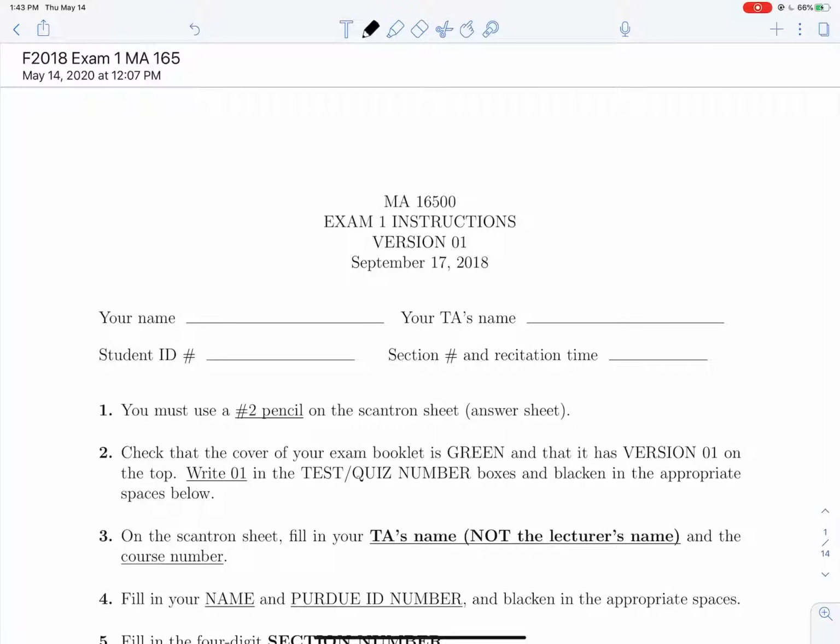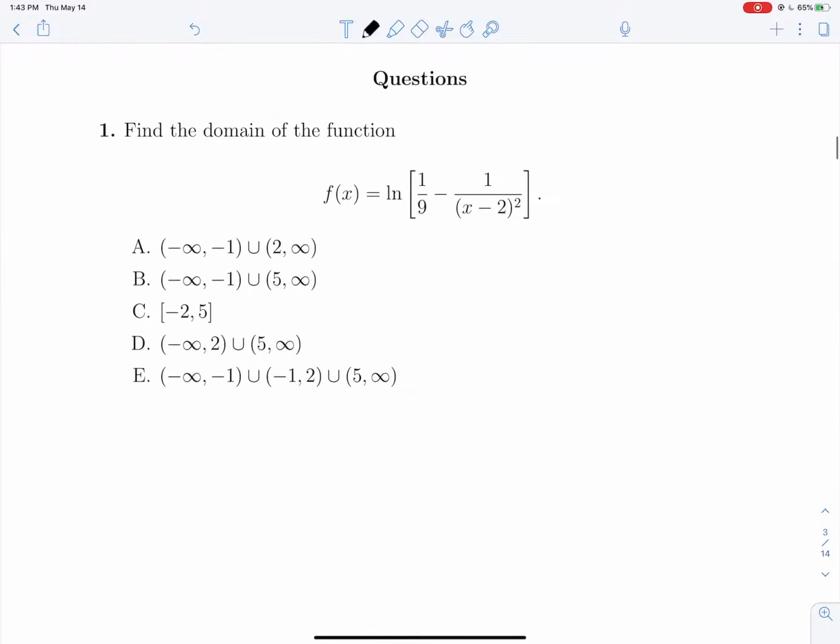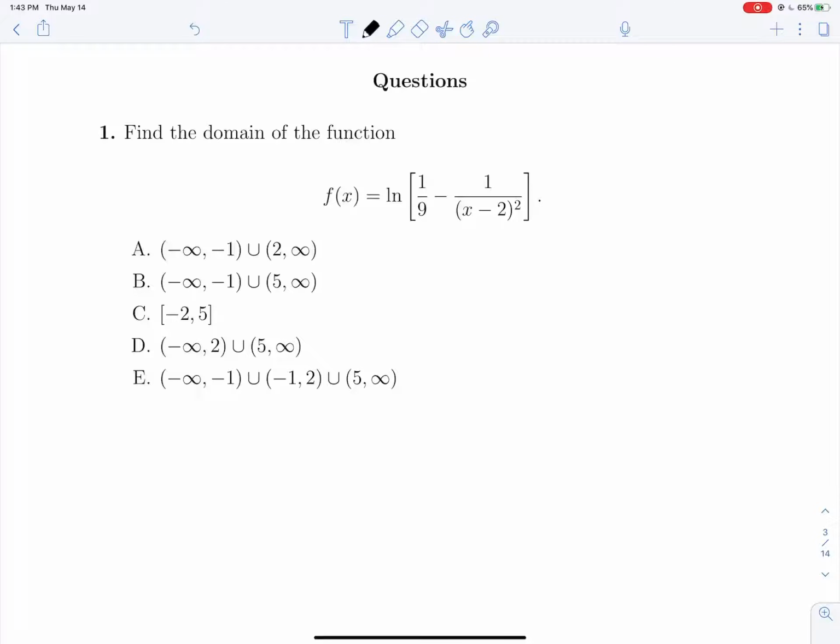Hello, this is the Fall 2018 Exam 1 for MA 165. Question 1, we are finding the domain of this function.